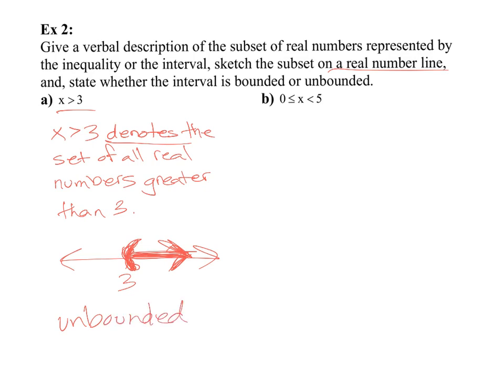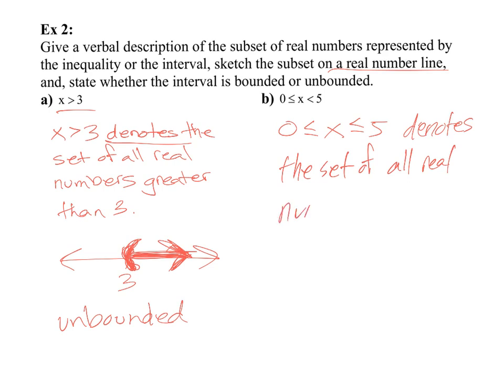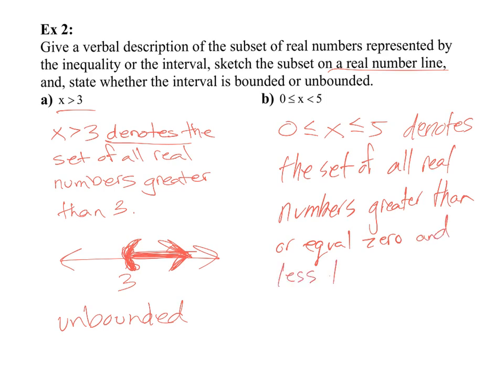Next example. All right, once again, we're going to describe this inequality. So we'll say that this denotes the set of all real numbers greater than or equal to 0 and less than 5. Could use the number or the word.